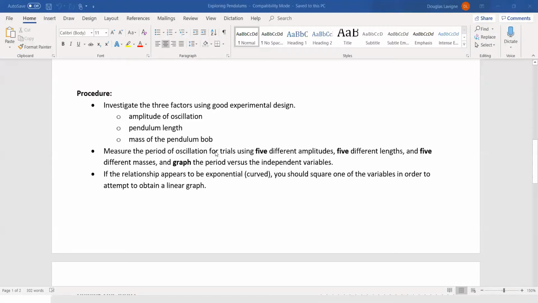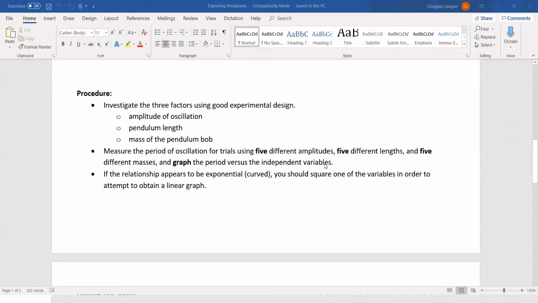And let's go back to our lab sheet and make sure that we are doing this correctly. Measure the period of oscillation using 5 different amplitudes, 5 different lengths, 5 different masses. Graph the period versus independent variables. So the period is the length of time it takes for it to oscillate.